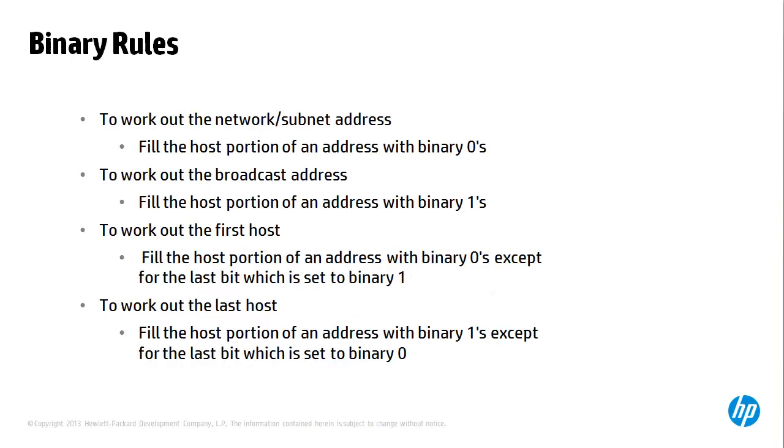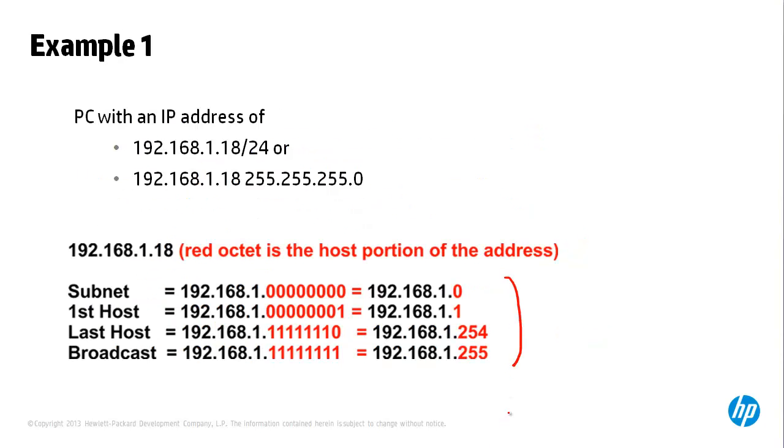The rules to remember: to work out the subnet, fill the host portion with zeros. To work out the broadcast address, fill it with binary 1s. To work out the first host, fill with binary zeros except for the last bit, which is set to binary 1. And to work out the last host, fill with binary 1s except for the last bit, which is set to binary 0. And that'll give us these answers as we've just worked out.